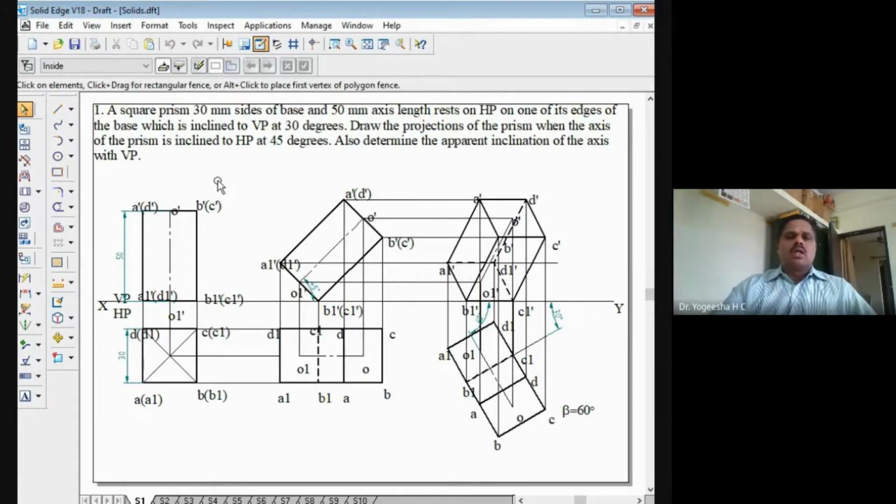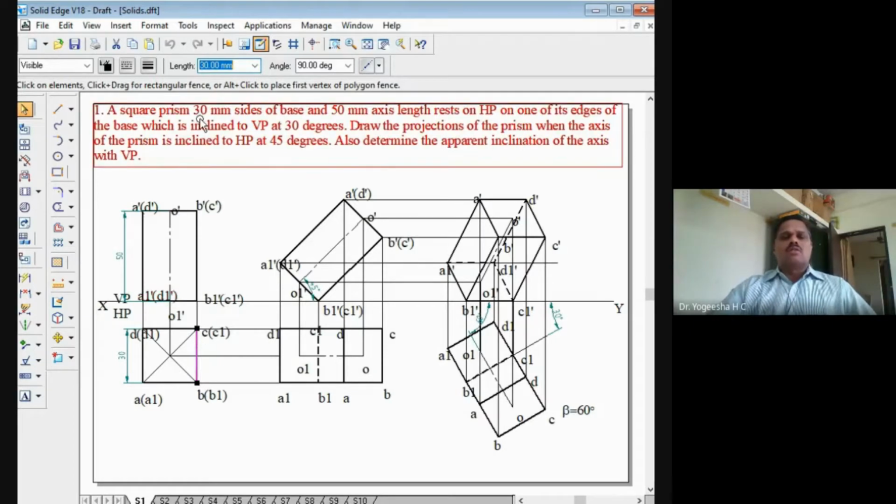So what is the third condition? In the first problem, the third condition is that the resting edge is inclined to VP at 30 degree. That is why we have made the resting edge inclined to VP at 30 degree. For solving the problem, whatever the reference which is resting on HP, that reference we are taking on the right side. In this case, the square prism resting with one of its base edges on HP, that base edge we are taking on the right side, and we are drawing the first set. In the second set, we are rotating the axis to the given inclination with HP. That is common for almost all problems in the second position.